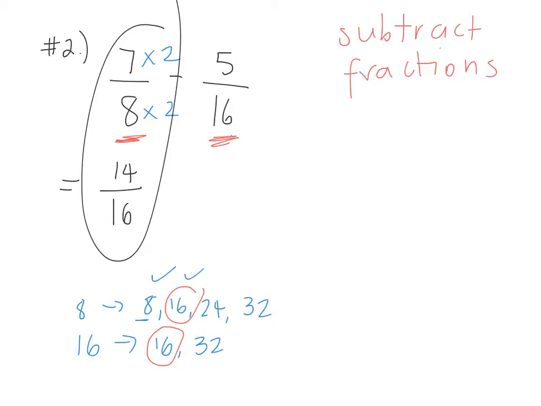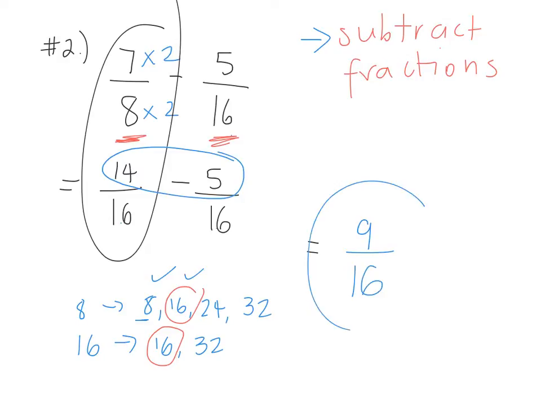So 14 over 16, take away 5 over 16. The first step in subtracting fractions is to find a common denominator. Then you subtract only the numerators. What's 14 take away 5? 9. So 9 over 16. Do we do 16 take away 16? No, because it's 14/16 take away 5/16, we're left with 9/16, and that's the final answer.